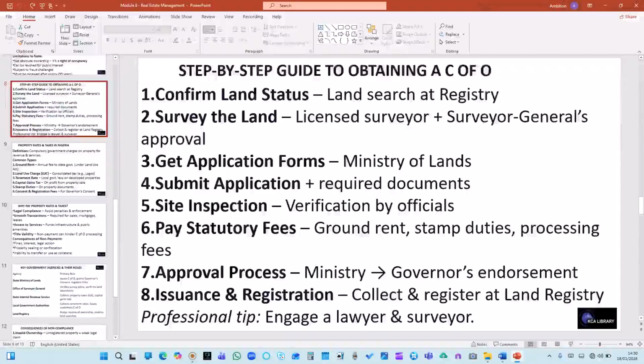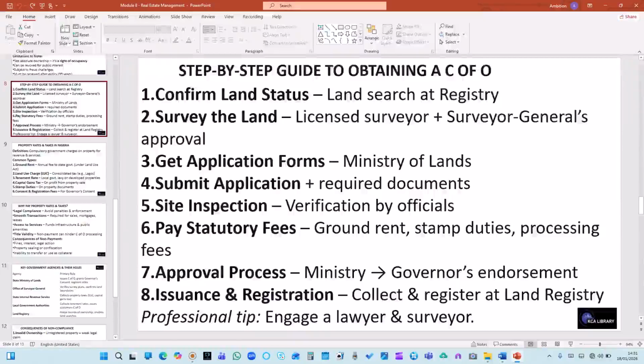Now let us look at step-by-step guide to obtain a C of O. Number one step is confirm land status. That is land search at the land registry. You confirm the land status. Number two, you survey the land using a licensed surveyor or surveyor general's approval. Number three, you now get application form from the Ministry of Land. Then number four, you submit your application as well as the necessary required documents. Number five, the government will inspect the land, that is inspection of the site. That is verification by the government official.